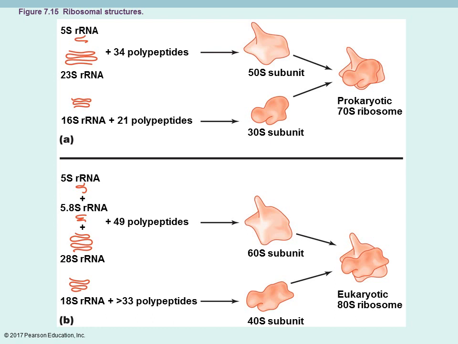In figure A, you can see there's a 50S and a 30S that come together to form a 70S. Yes, I know it does not add up. It's the way they do these certain units, but it is a 70S. That is the prokaryotic ribosome. In B, you've got the 60S and 40S subunits that come together to form the 80S ribosome, which is found in eukaryotic cells. As you can see, it's slightly larger.